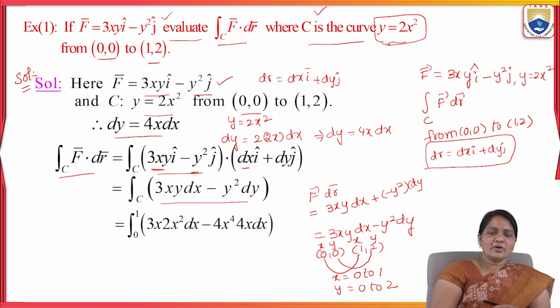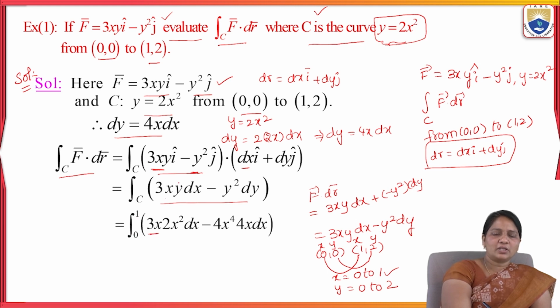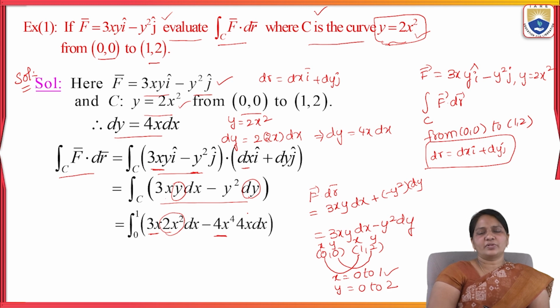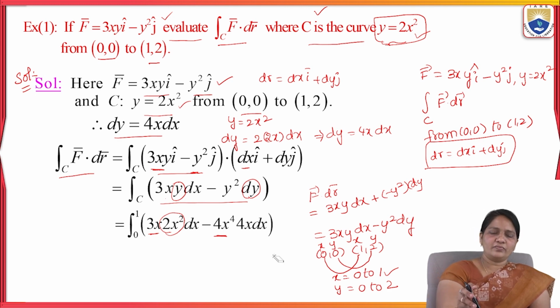Now we are converting all the terms, this dx and dy, in terms of x. That's why I am writing the x limits, 0 to 1. Here 3x, and in place of y, since y equals 2x square is given in the curve, I am replacing y with 2x square dx, minus y square. y square means 2x whole square, so 4x power 4. And dy is 4x dx.